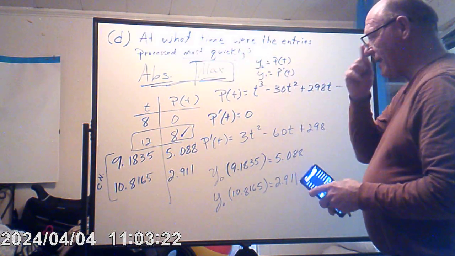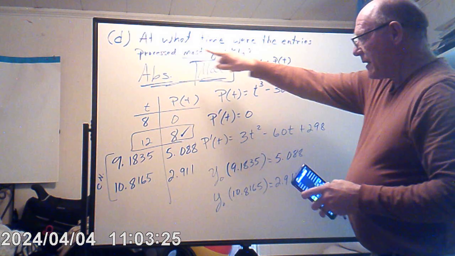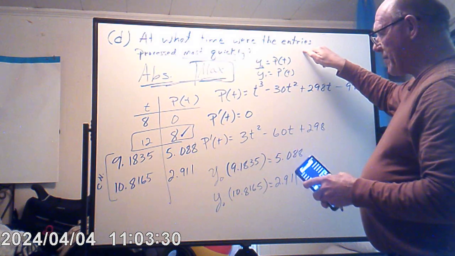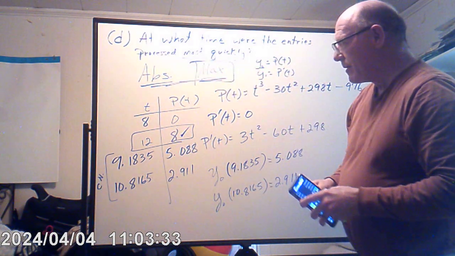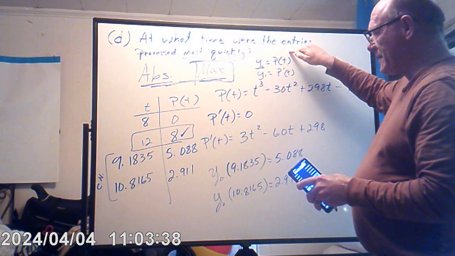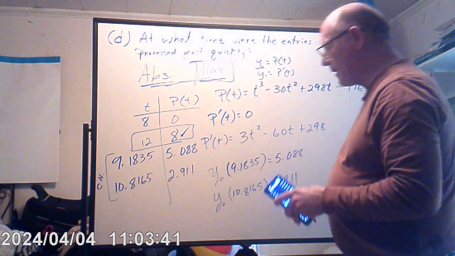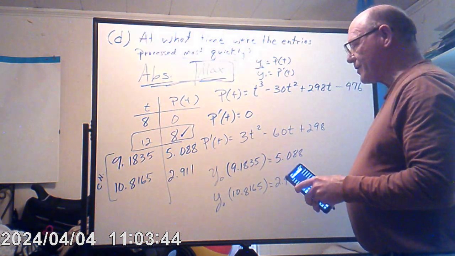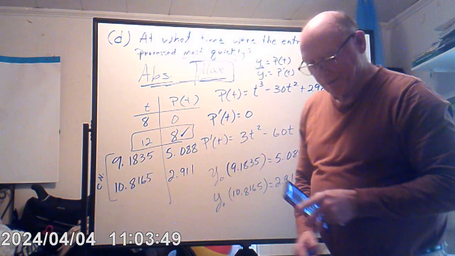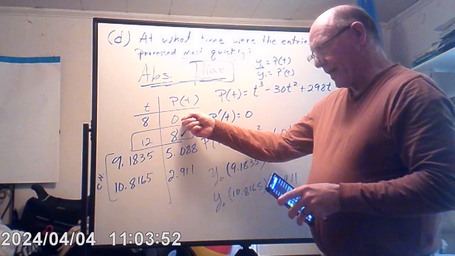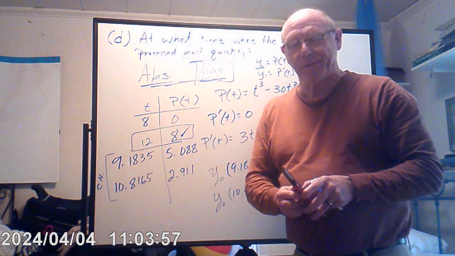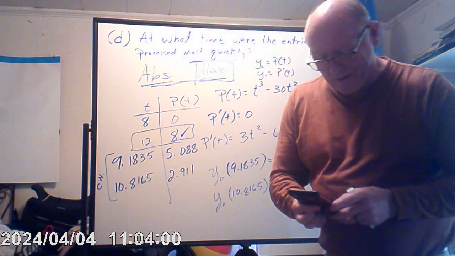So what we're actually saying, instead of just saying absolute max, is that at t equals 12, the entries were processed most quickly. At time t equals 12, there were 800 entries processed, which is the most. Of course, at t equals 8, we better get 0, because that's when they first start processing. That makes sense to me.